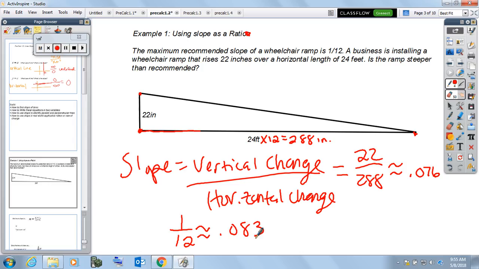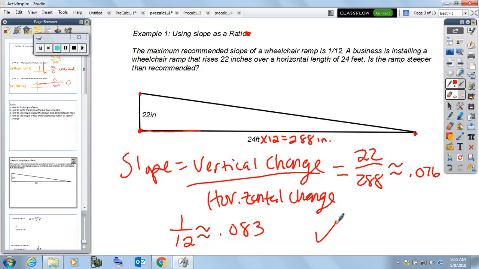Obviously, our current slope is 0.076. Our recommended slope is 0.083. So the slope of the ramp is not steeper than recommended. So it would check off, and it would be good to go for an example like this.